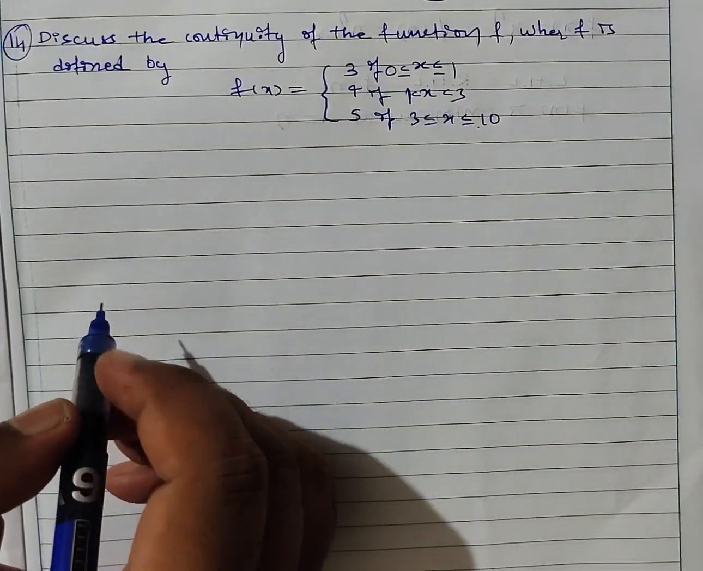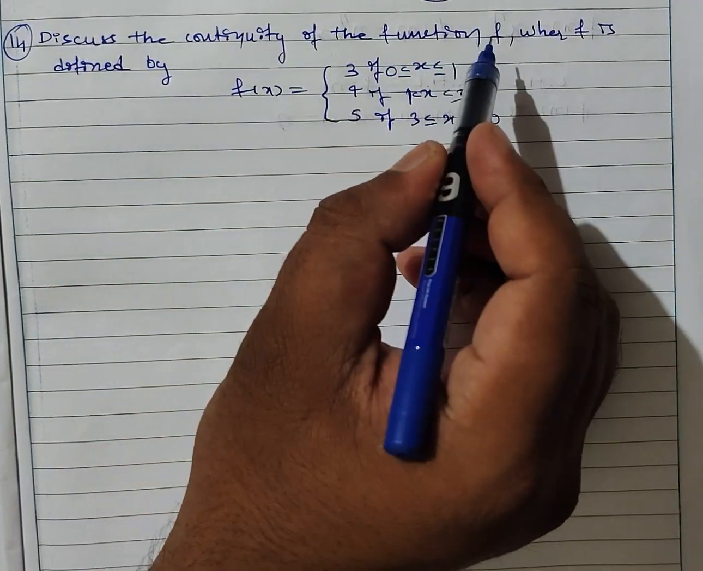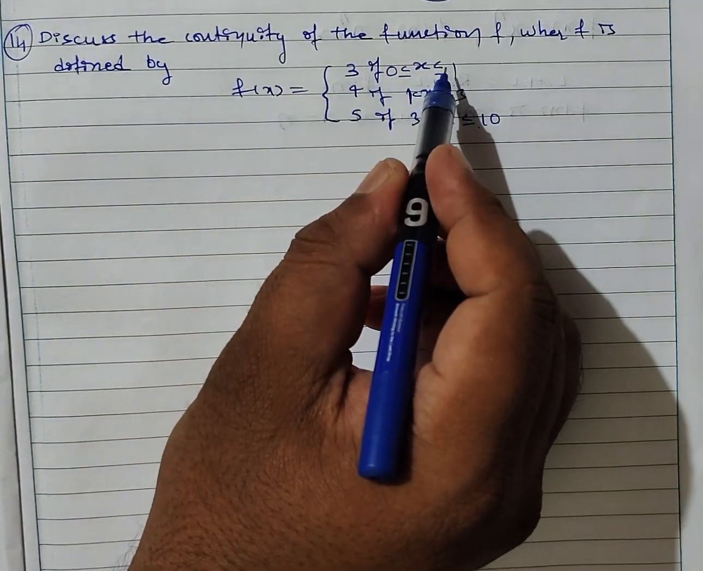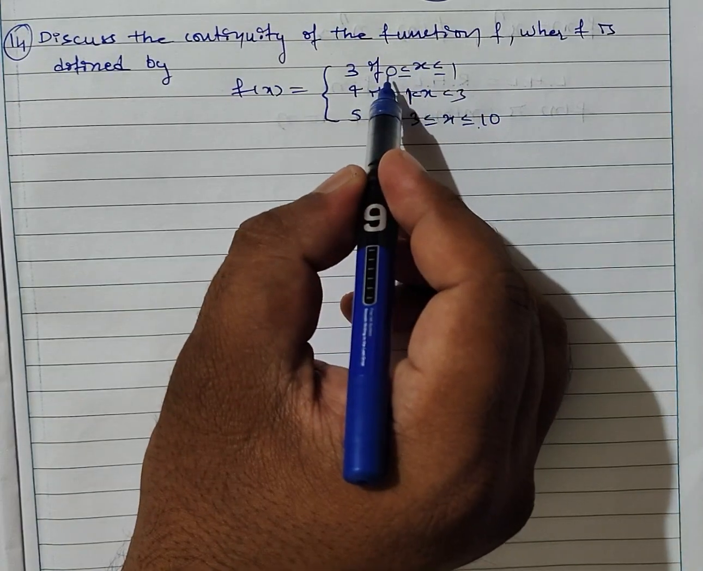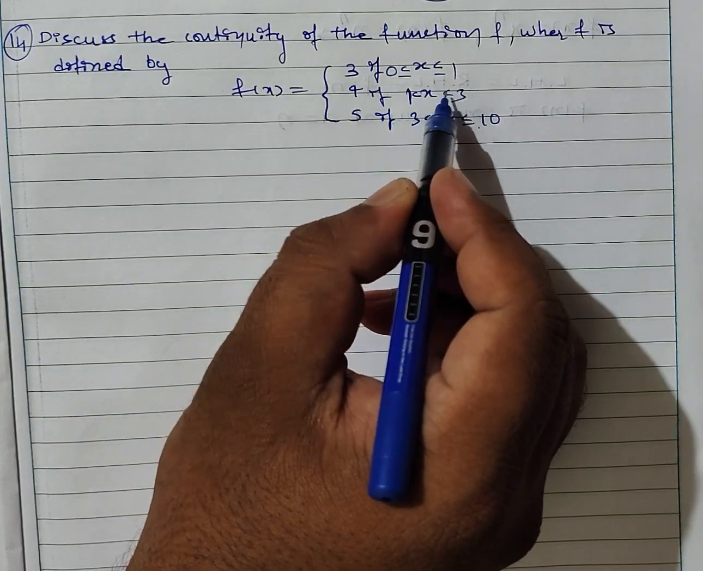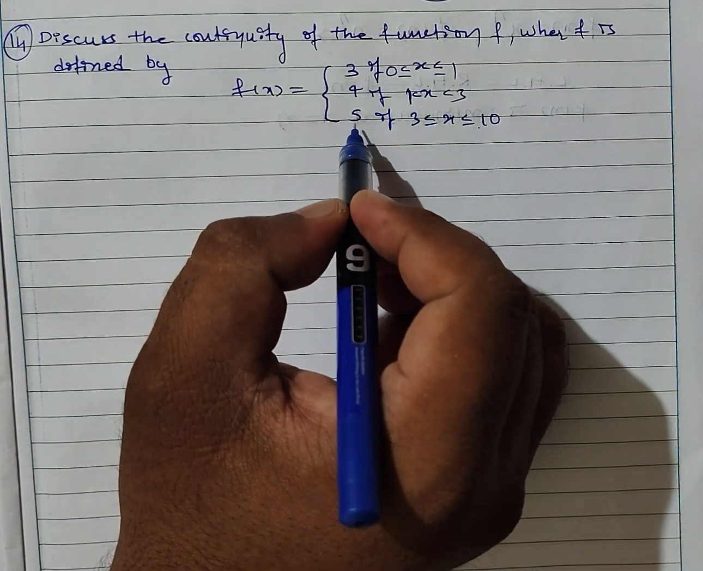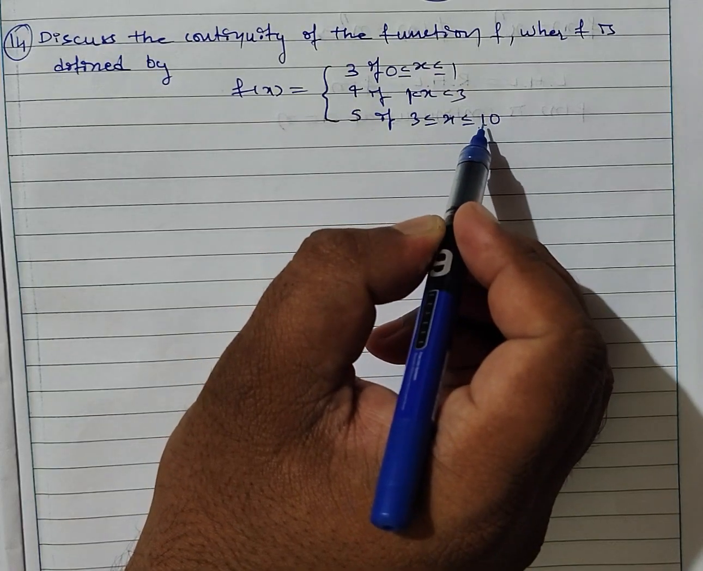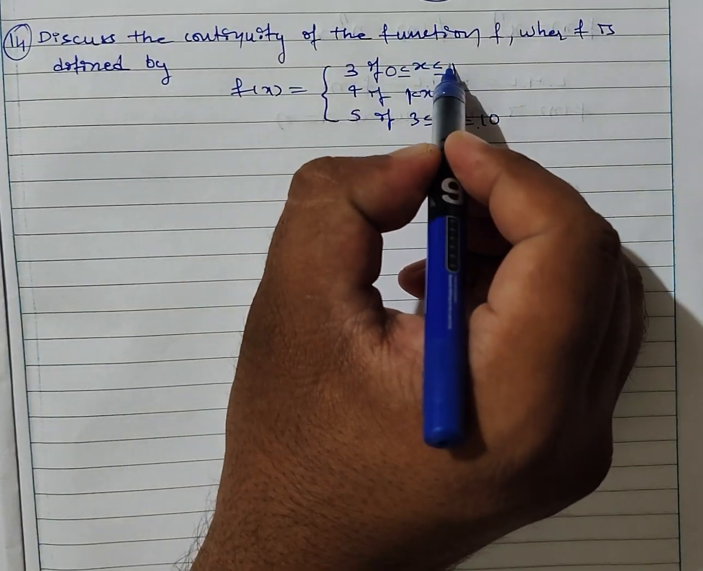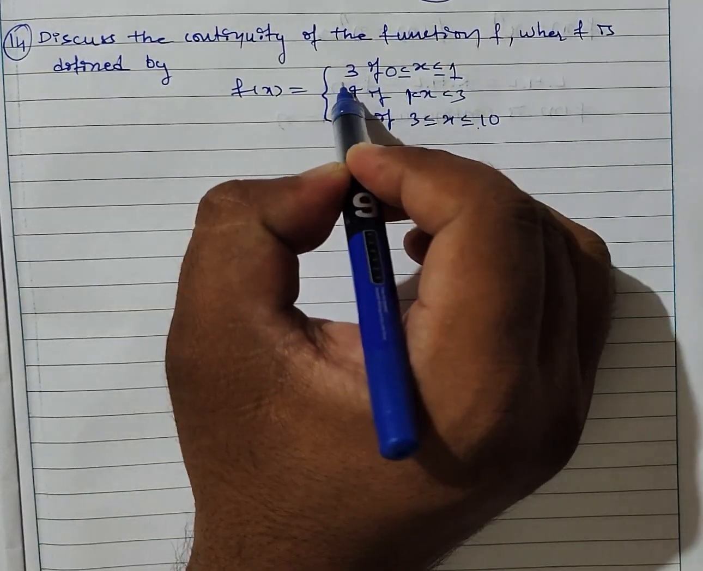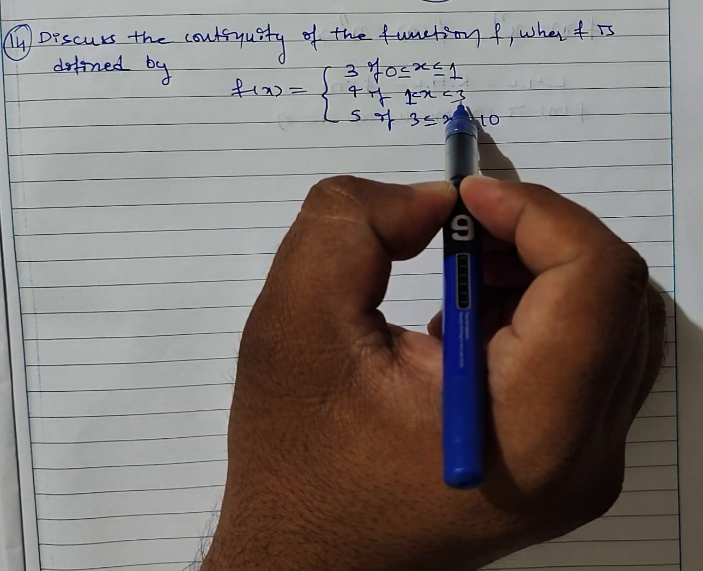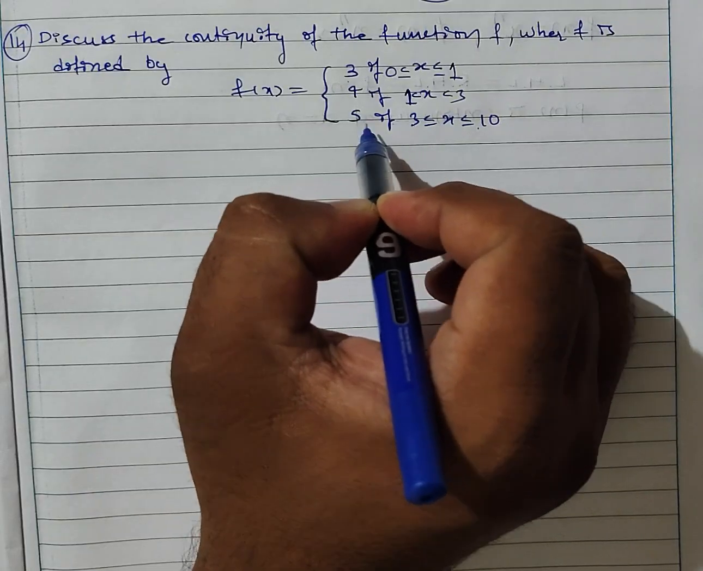Question number 14. Discuss the continuity of the function f, where f is defined by f of x is equal to 3 if x is less than or equal to 1 greater than 0, is equal to 4 if x is less than 3 greater than 1, is equal to 5 if x is less than or equal to 10 greater than or equal to 3. So the function changes at these values: when x is less than 1 it is 3, when greater than 1 it is 4. Another change: when less than 3 it is 4, when greater than 3 it is 5.